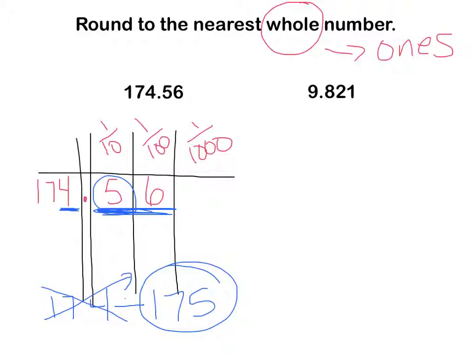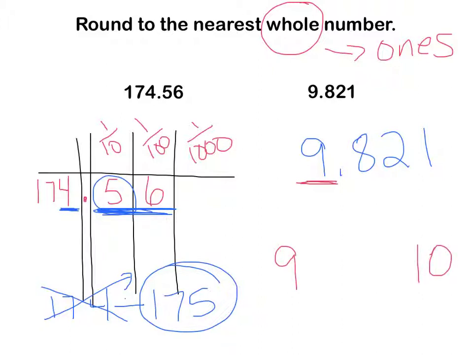Now let's take a look at a number that's set up a little bit differently. We've got 9 and 821 thousandths. Again, we're rounding to the nearest whole number. So which place value is that going to be? Yep, it's going to be the ones place. So that means I'm either going to let it rest at 9 or I'm going to let it soar to 10. Those are the nearest whole numbers.